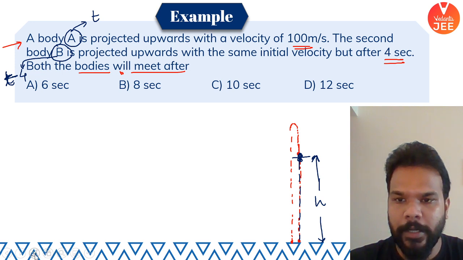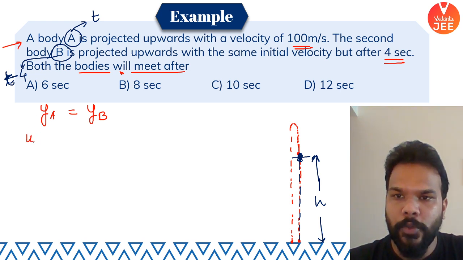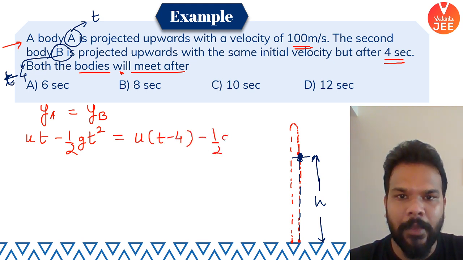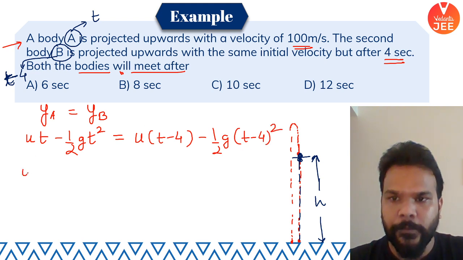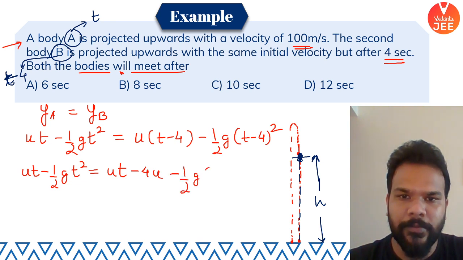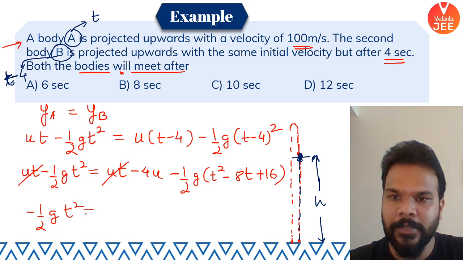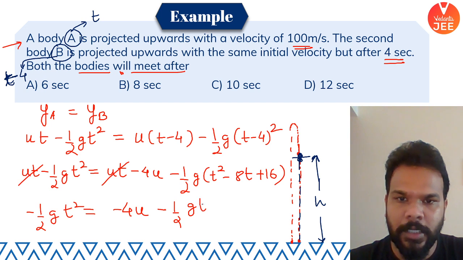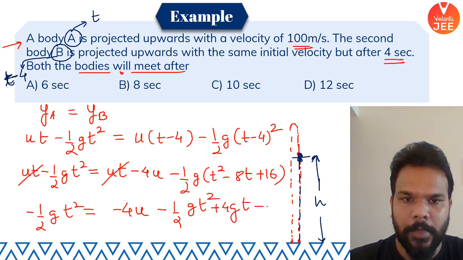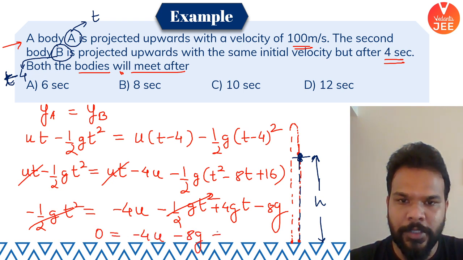Okay guys, so now we'll try to simplify this one. Both of them are covering the same amount of displacement, so we'll say that y of A is equal to y of B. y of A is basically ut minus half gt square, and y of B is u into (t minus 4) minus half g into (t minus 4) square. So guys, the right hand side I'm opening up so that things simplify a bit. I have ut minus 4u minus half g t square minus 8t plus 16, with g multiplying. So you can see that ut gets cancelled and I have minus half gt square equal to minus 4u minus half gt square plus 4gt minus 8g. That's what I'm getting. And this also gets cancelled. So 0 is equal to minus 4u minus 8g plus 4gt.